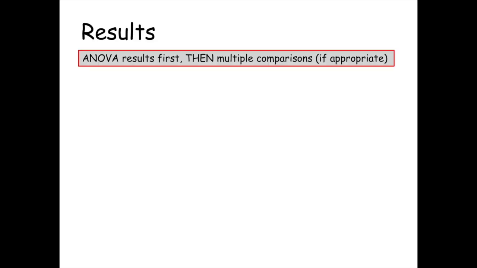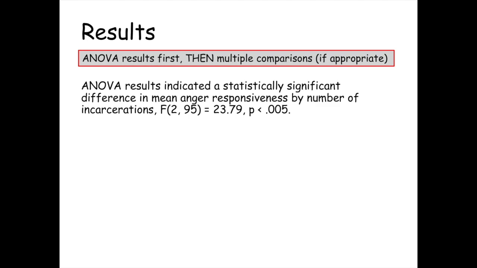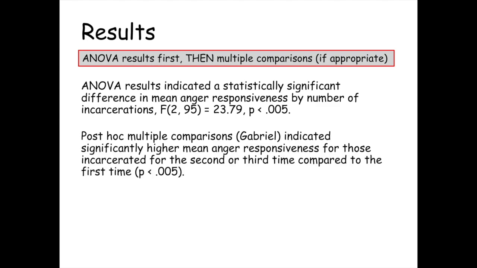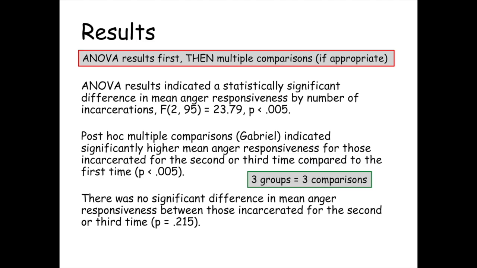In summarizing her research findings, she reports the ANOVA results first, then the multiple comparison results, and she makes sure to account for all paired comparisons.